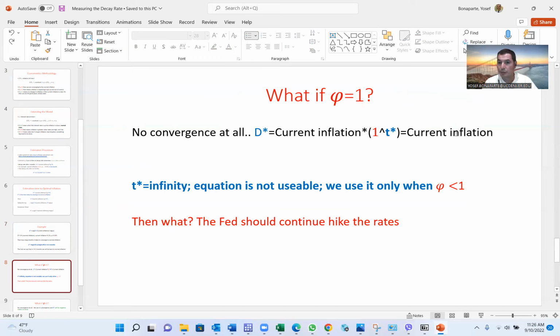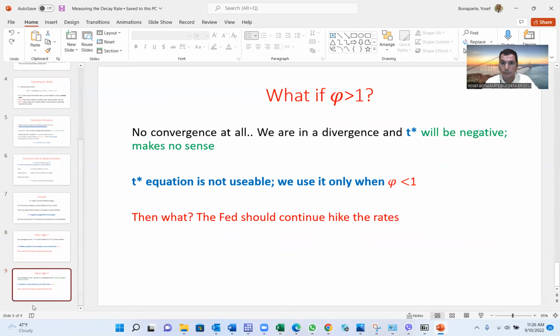1 to the power T star, which equals the current inflation. So D star, the inflation after T months, whatever months, is going to be the current inflation. T star will be infinity. If phi equals 1, then the equation is unstable. What if phi is greater than 1? Then with no convergence at all, we always go into hyperinflation.